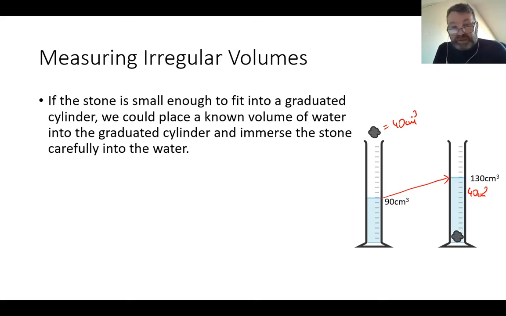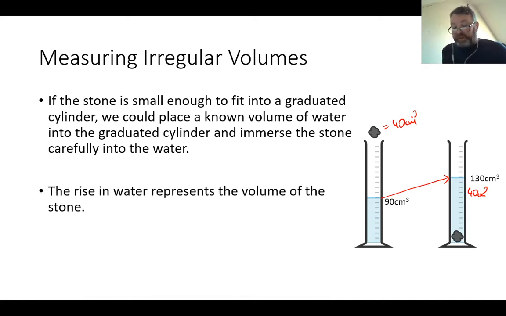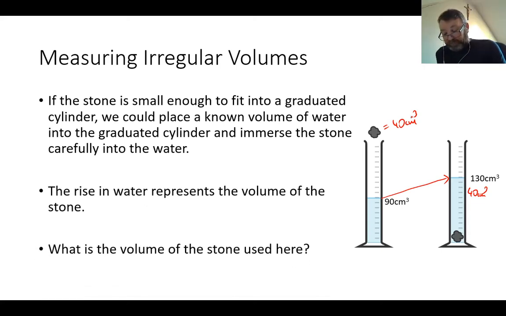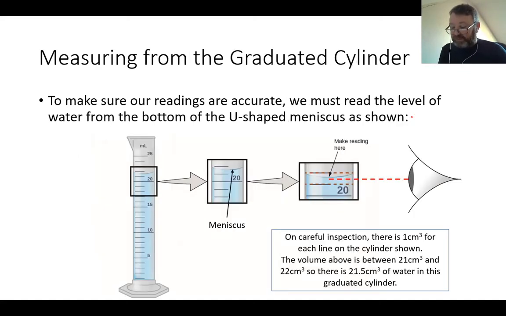It's a lovely way to get around the problem of not having a formula to calculate the volume of an irregular object. Okay, so the rise in water represents the volume of the stone. And what's the volume of the stone used here? Well, the water was at 90. After the stone is submerged, it goes up to 130. The difference between the two is exactly the same size as the object, the stone in this case here. So the answer is 40 centimeters cubed.